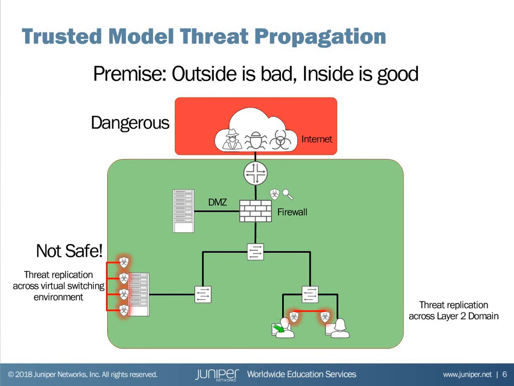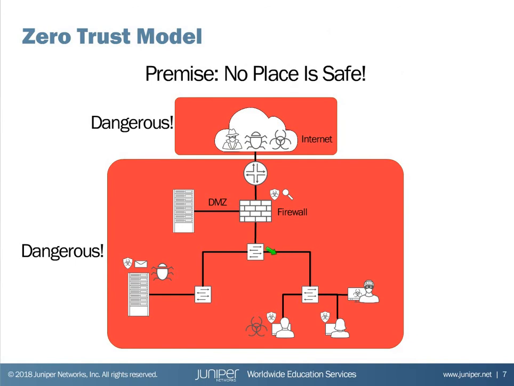So the idea of outside bad, inside good just really isn't a viable model anymore, right? I have to kind of assume that threats can propagate anywhere in my network, and Sally bringing in a machine or Fred bringing in a machine that's infected can start infecting other devices in my network, and the firewall will never see that.